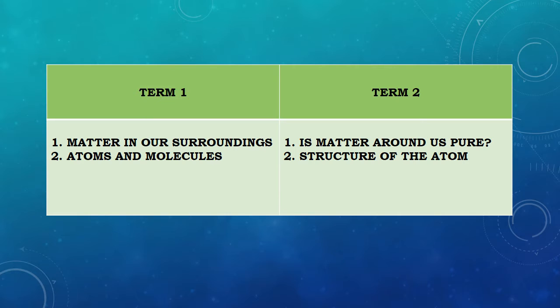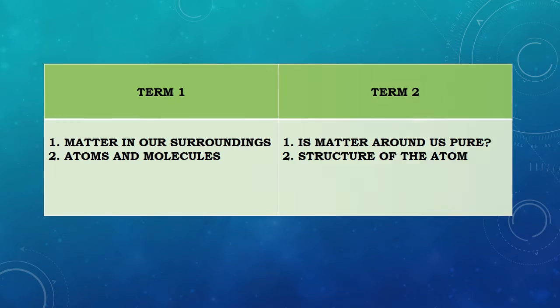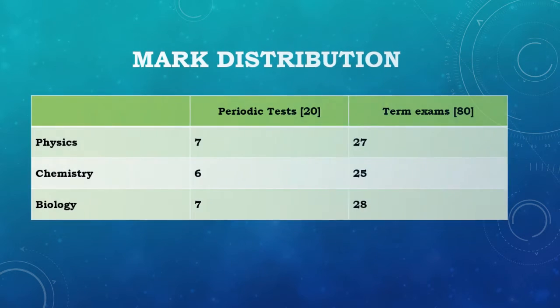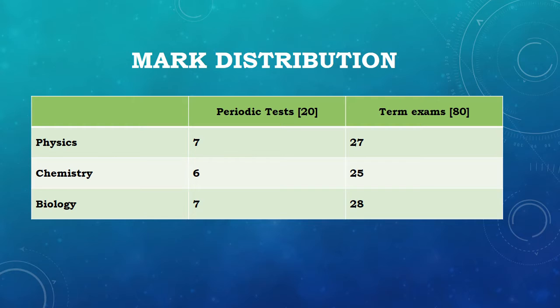Now, I would like to tell you about the mark distribution. For periodic tests, which are out of 20 marks, the marks are divided as shown here. And for term exams, which are out of 80 marks, that's the distribution we have. And this distribution is given by the CBSE board, and we follow the same distribution even for grade 10.